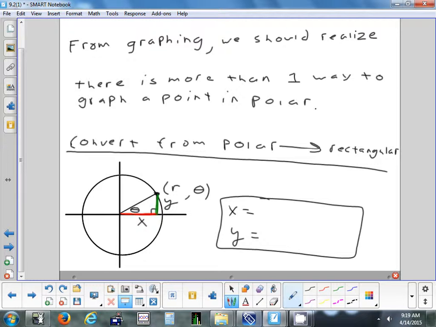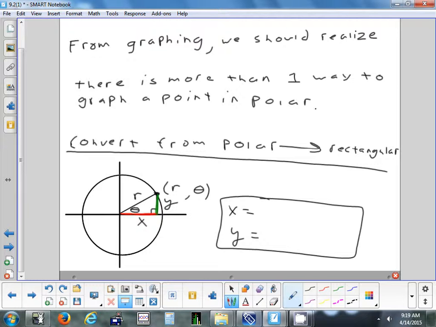How could I get a formula for x and y? And somehow I'm going to be using r and theta. Just take the trig identities and the Pythagorean theorem and somehow work them around to get an equation.